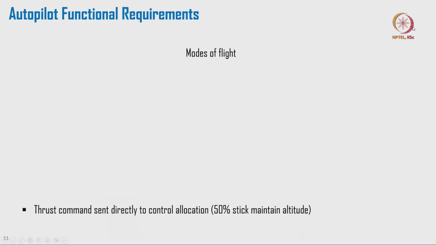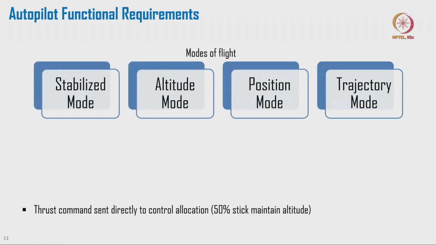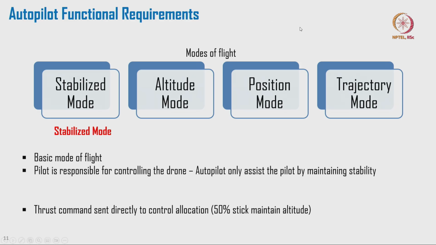right? Let's dwell into detail into functional requirements of it, different modes of flight, right? We have a stabilized mode, we have altitude mode, we have a position mode, we have a trajectory mode. Okay. Stabilized mode, if I say, it's a basic mode of flight, right? It just makes sure that the aircraft is stable. Basically control only, the pilot is responsible for controlling the drone. Autopilot only assists the pilot by maintaining the stability, right?